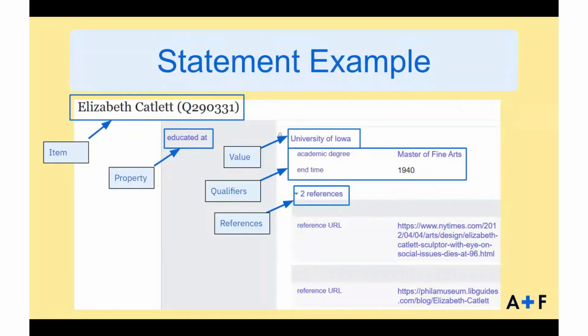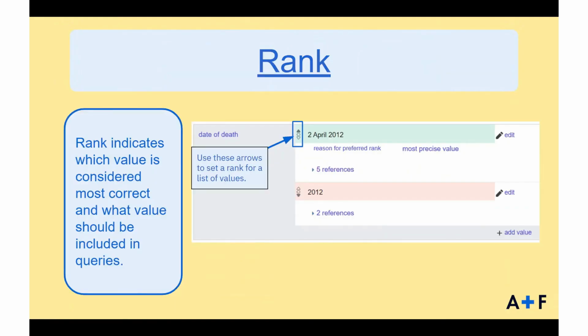Here is an example for the item Elizabeth Catlett. Catlett was educated at the University of Iowa and received a Master of Fine Arts degree in 1940. This statement also includes two references supporting it. The small arrows next to the values in a statement indicate the rank of that value. This comes up when there are multiple values for a statement that conflict or provide slightly different information. Clicking the up arrow will set the preferred rank, and this value will be the one used in search results.